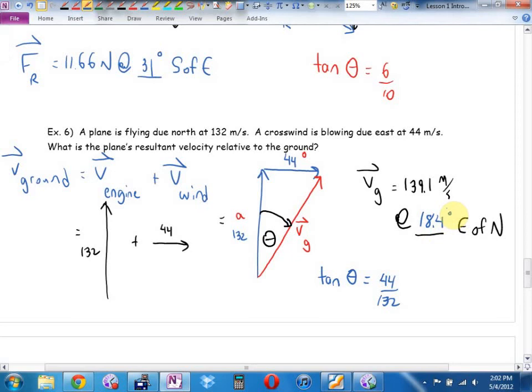How do I add two vectors together, Ronnie? Draw them tip to tail. How do I add two vectors, Kiana? Draw them tip to tail. And then what of what? Turn the page.